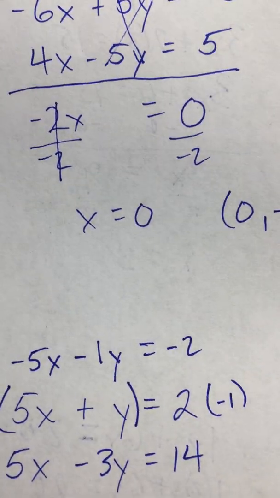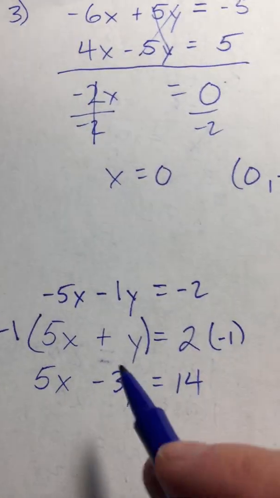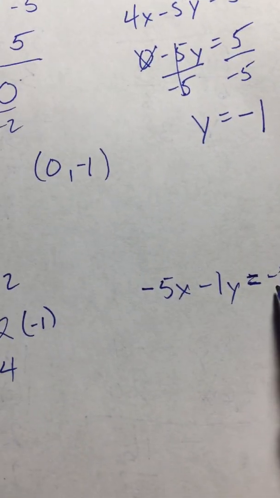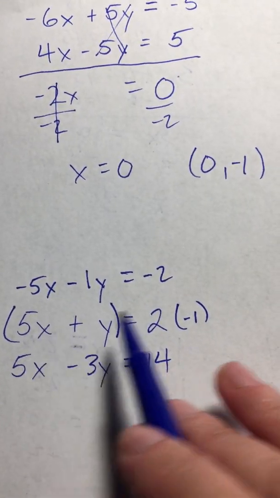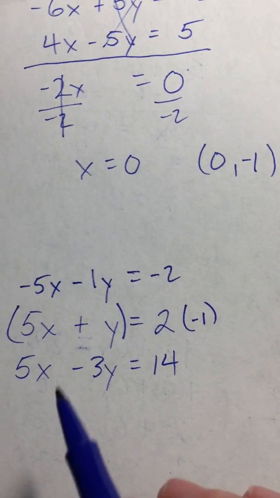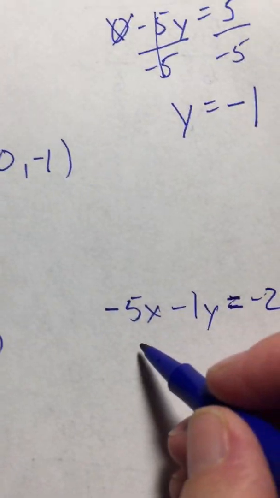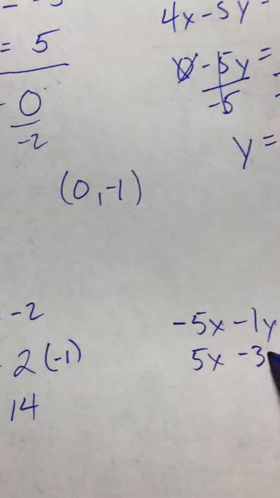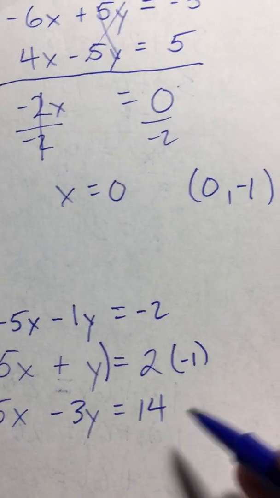Oops, that equal sign does not look pretty. All right, so I've rewritten this one over here. There's my new equation with the negative 5x, negative 1y, equals negative 2. So it's no longer this equation. It's been multiplied by a negative 1. My second equation I did not touch. It is still 5x, it is still minus 3y, it is still 14.